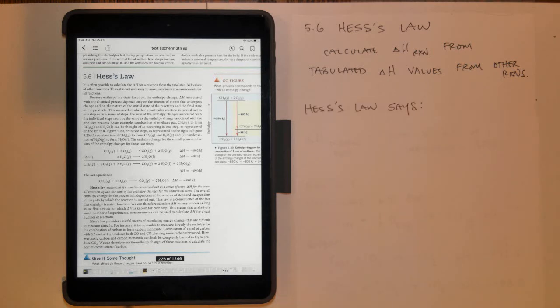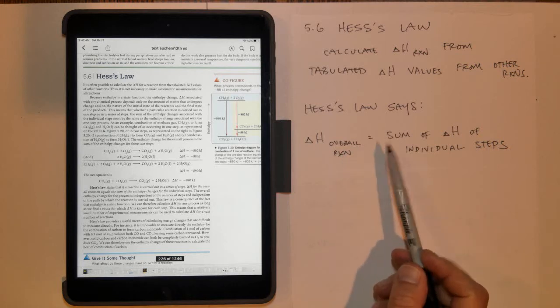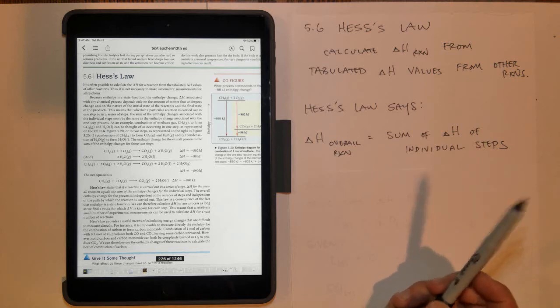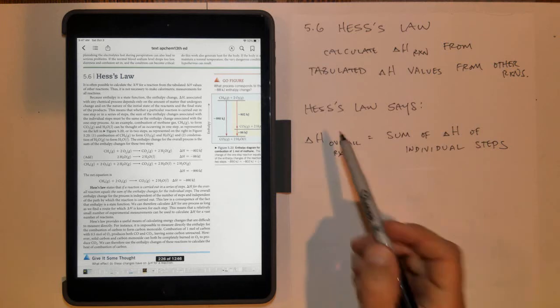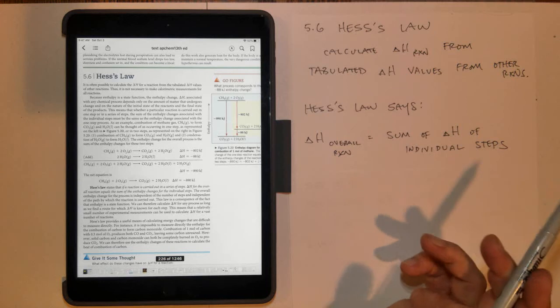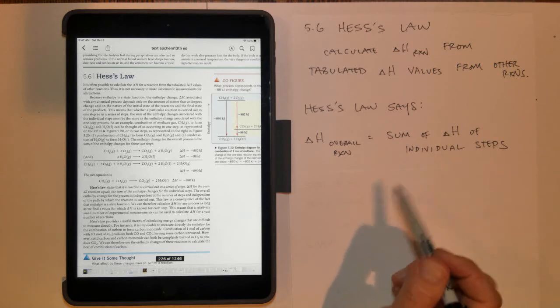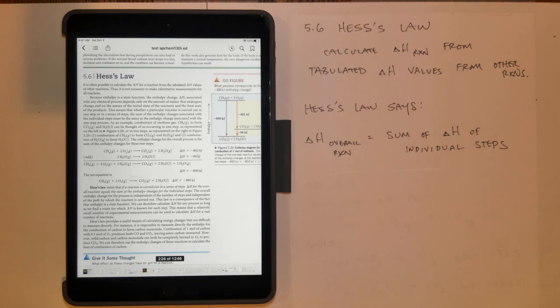Hess's law states that the enthalpy of an overall reaction is equal to the sum of the enthalpies of the individual steps. So we can find the delta H of some reaction that we don't know the delta H for by knowing some other reactions that we can manipulate, either turn around or multiply by something or divide by something.